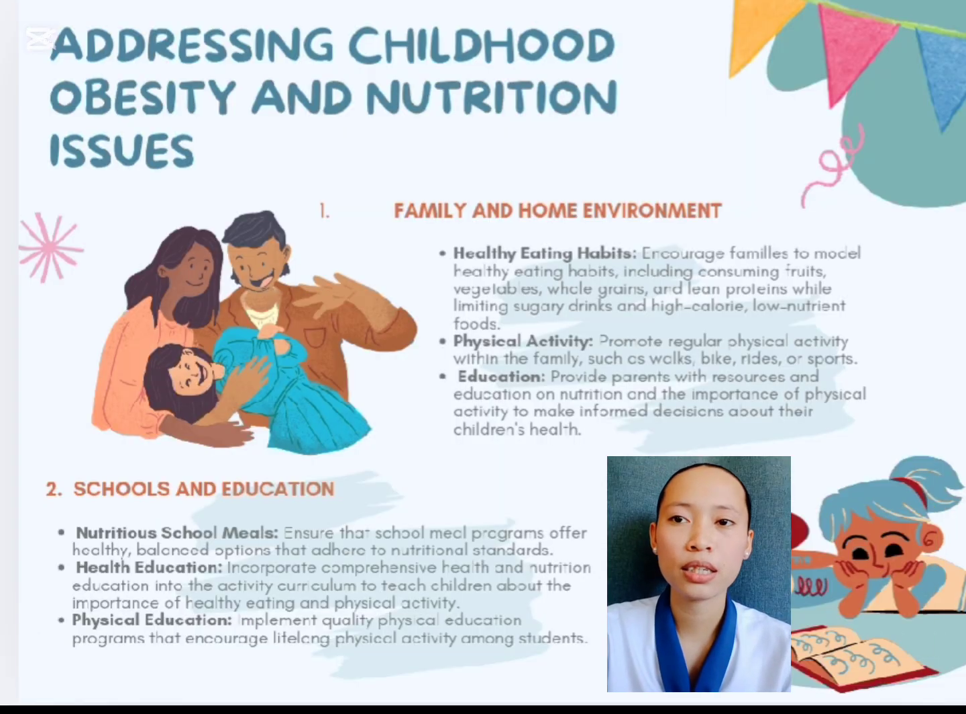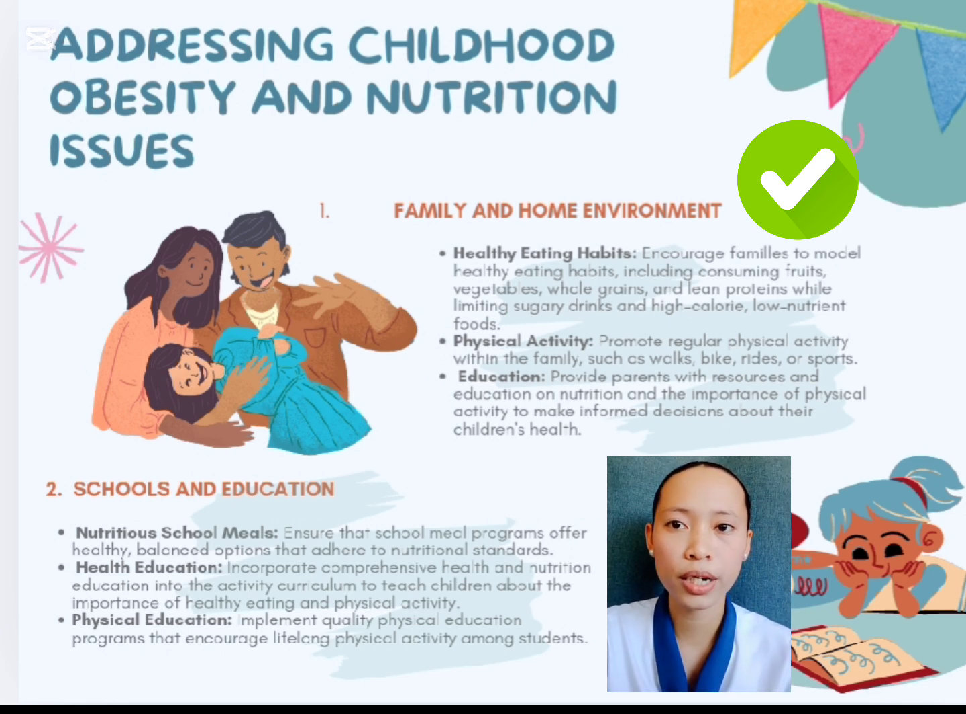So next is addressing childhood obesity and nutrition issues. First is the family and home environment. Encourage families to model healthy eating habits, including consuming fruits, vegetables, whole grains, and lean proteins while limiting sugary drinks and high calorie and low nutrient foods.